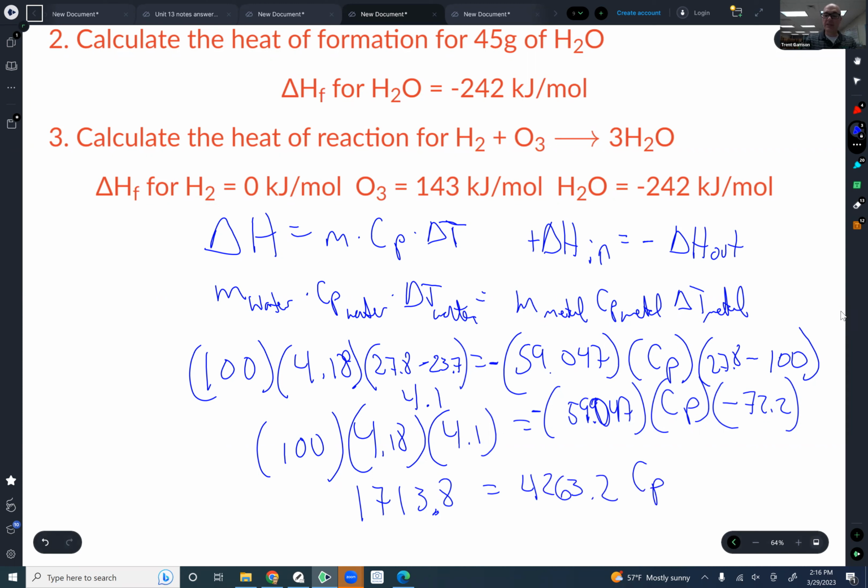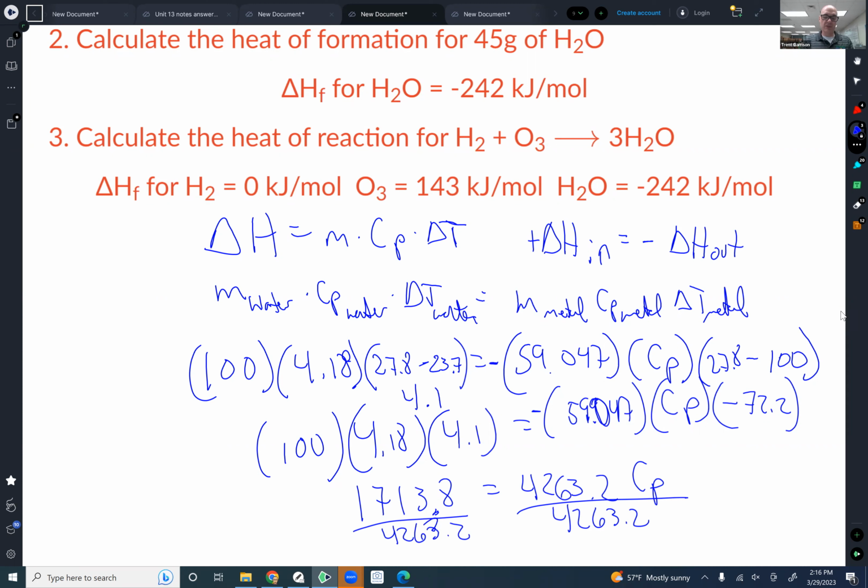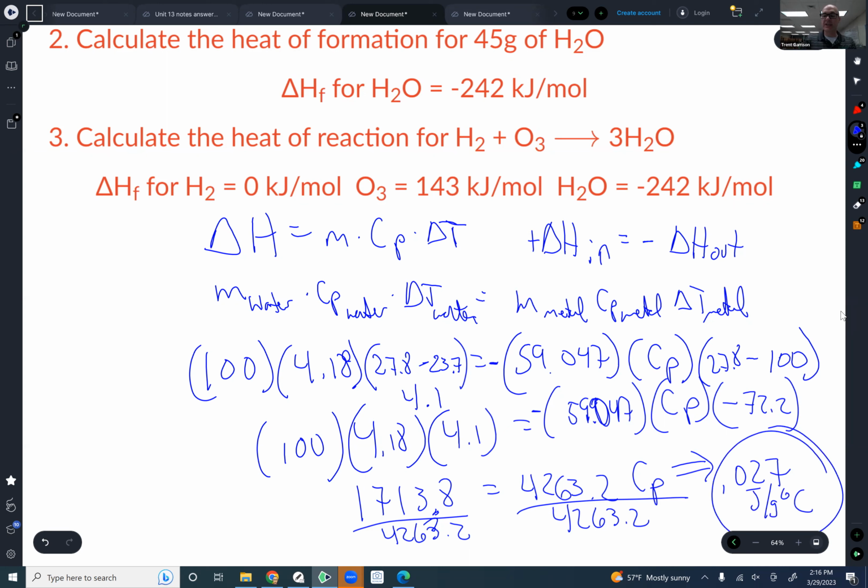4263.2 Cp. So we divide both sides by 4263.2. 1713.8 divided by 4263.2, and we get our specific heat. That is going to be equal to 0.027 joules per gram degrees Celsius. That's how we solve this.